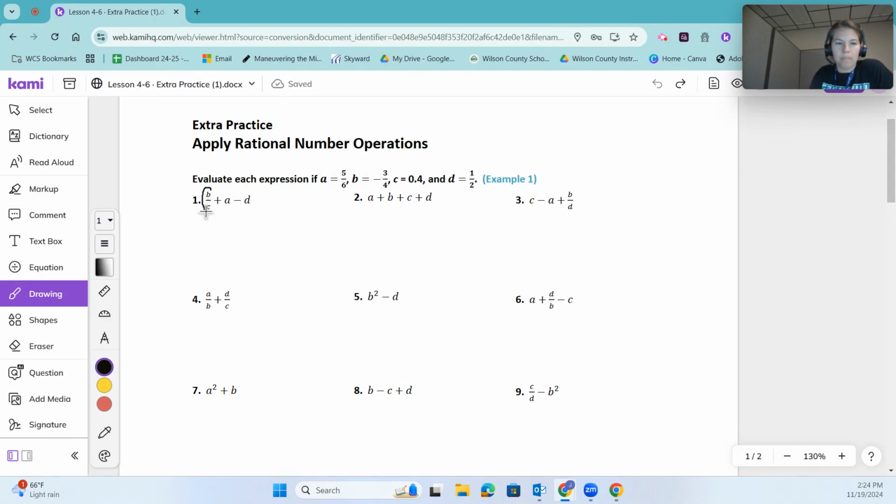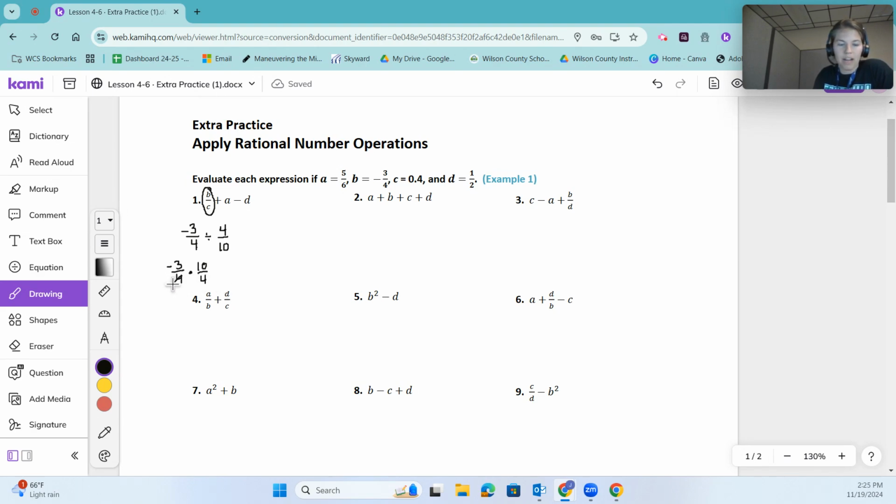So B over C, like a fraction. Remember, fractions are division, so this is the same thing as B divided by C. So we're going to do negative 3/4 divided by C, which is 0.4. If I turn 0.4 into a fraction, it is 4/10. We multiply by the reciprocal when we divide, so negative 3/4 times 10 over 4.